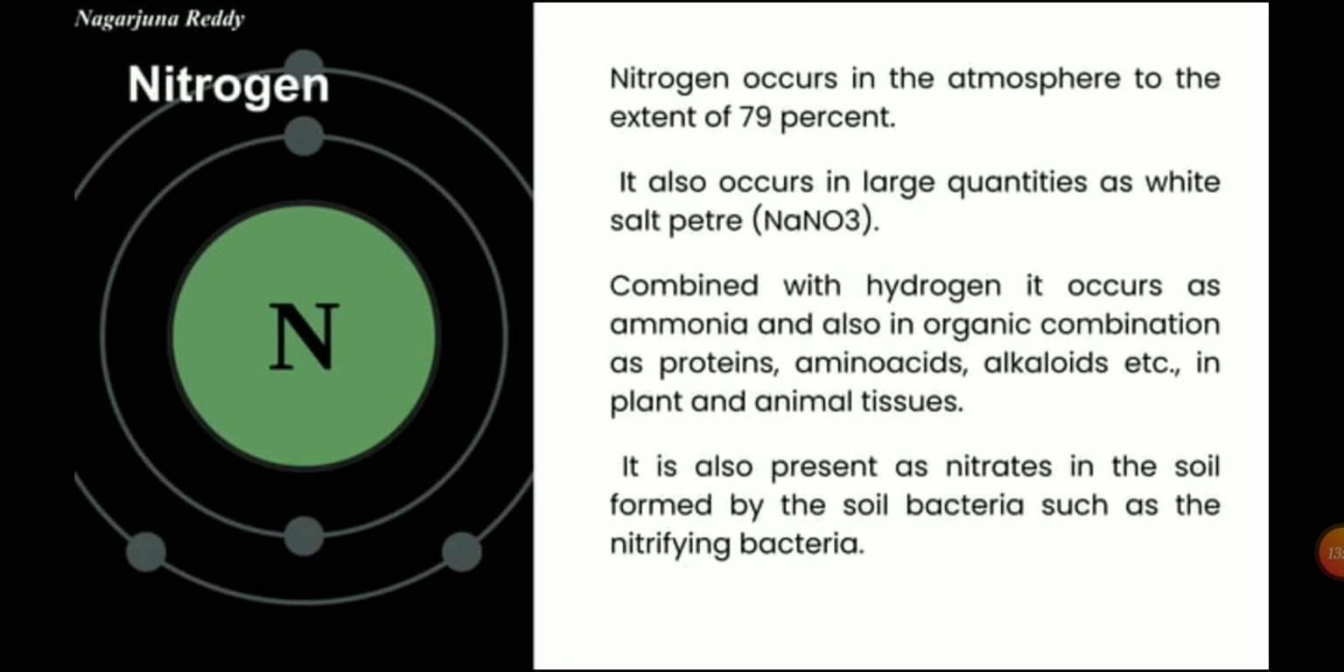So next is nitrogen. Nitrogen occurs in the atmosphere to the extent of 79%. It also occurs in large quantity as a white salt. Okay, white salt, that is nitrogen. Combined with hydrogen, it occurs as ammonia and also in inorganic combinations as proteins, amino acids, alkaloids, etc. in plants and animal tissues. It is also present as nitrate in soil, also formed by soil bacteria such as nitrifying bacteria.